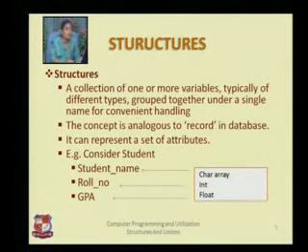Let us have a quick look at structures. A structure is a collection of one or more variables, typically of different types. It cannot be said that it must be of different data types, because there can be a structure which has all the same data types. So it is not necessary that a structure should be of different data types. It can be of the same, but whenever we need to group them under one particular name, that is called a structure. Typically it is said to be of different types, but it is not compulsory, grouped together under a single name.